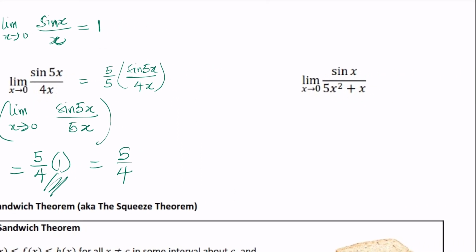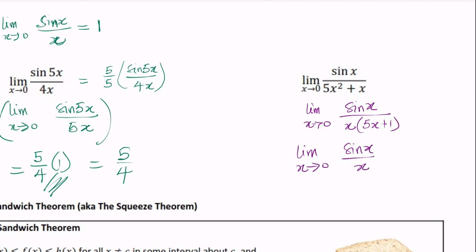Now let's look at the last one. How do we evaluate this type? To evaluate this is very simple. We are going to have the limit as x approaches 0 of sine x divided by, we factor out the x from the denominator, giving us x times 5x plus 1. So we can split this into two different limits, which will be the limit of sine x over x times the limit as x approaches 0 of 1 over 5x plus 1. So this gives us 1.